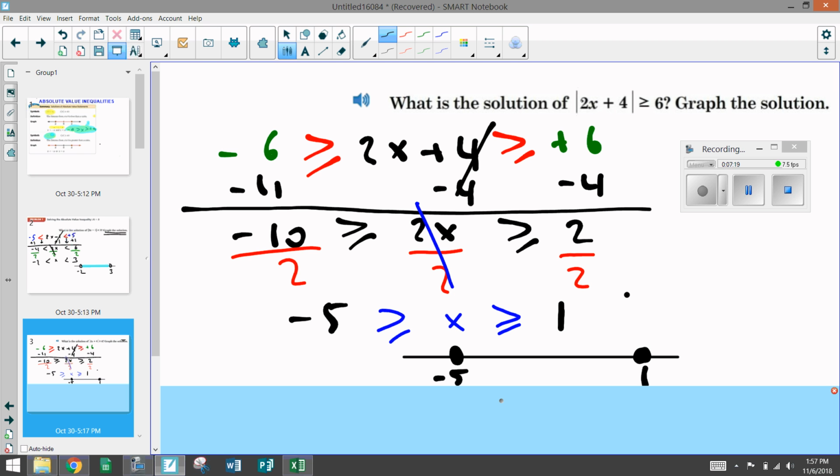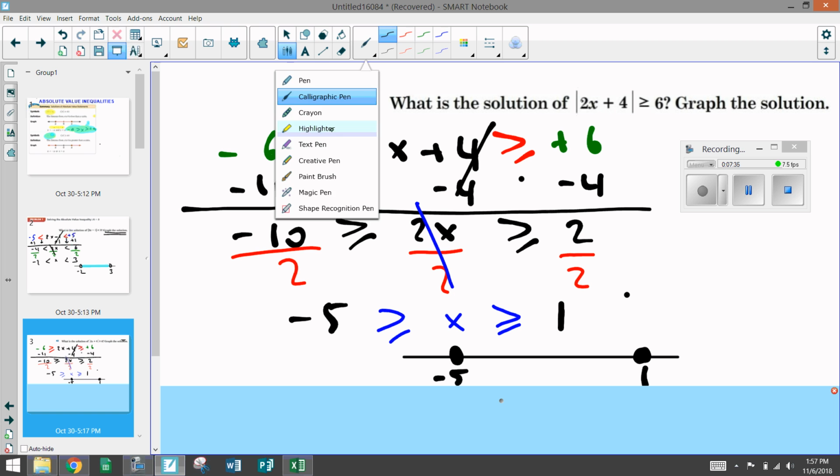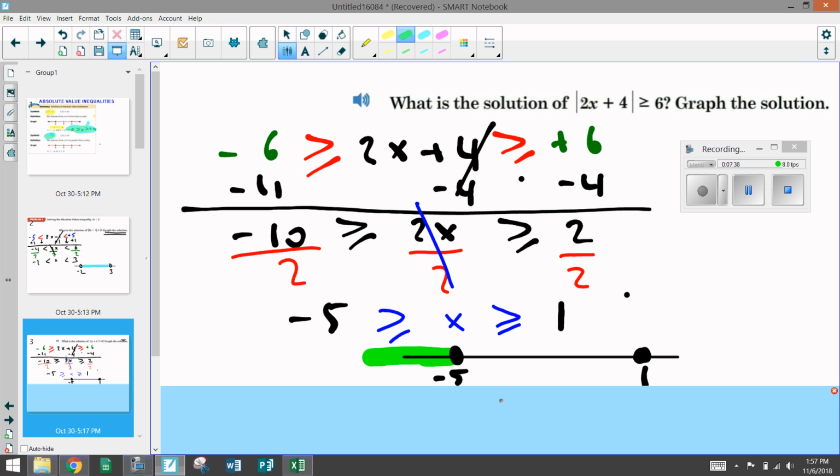Close this one. What do you read? X is less than or equal to -5. So -5 here, where is less than? -6, -7, toward negative infinity. That portion, so I'm going to shade that portion. And when you close -5, what do you read? X is greater than or equal to 1. So that's it. That's easy, right?